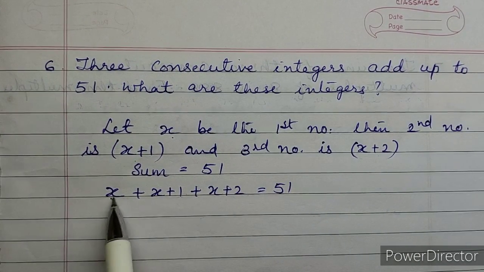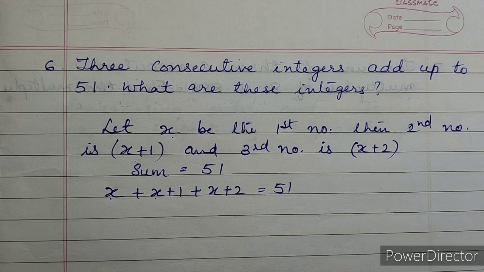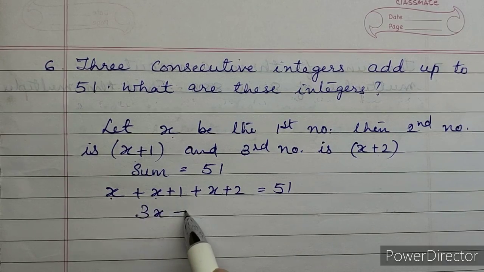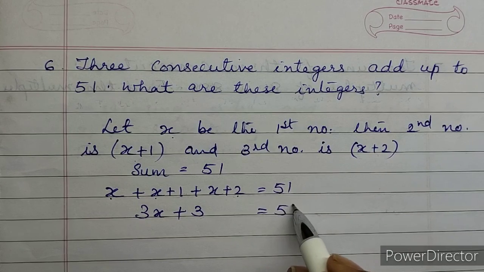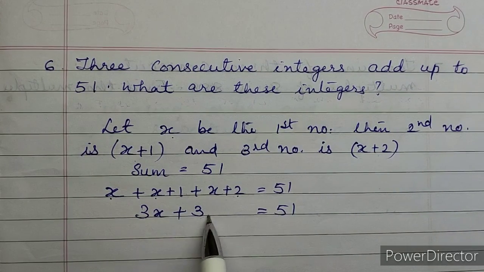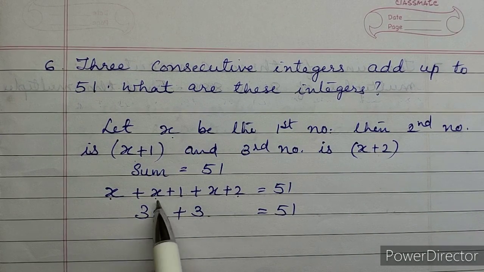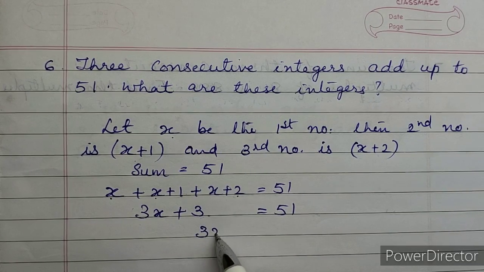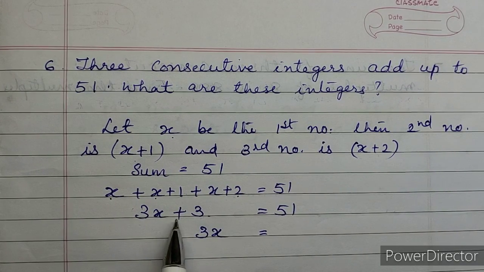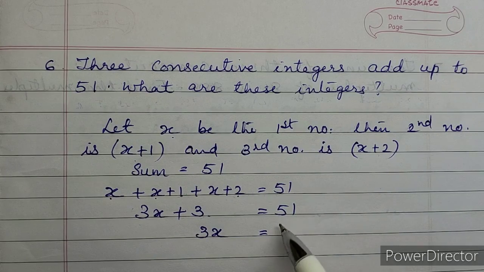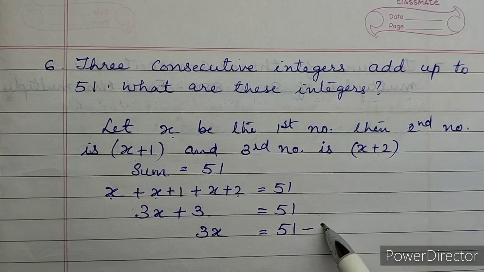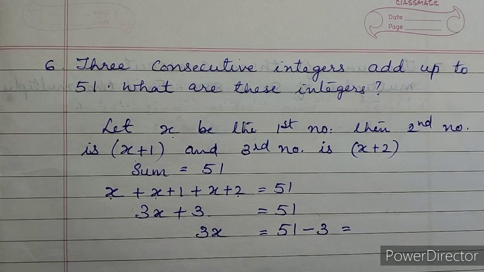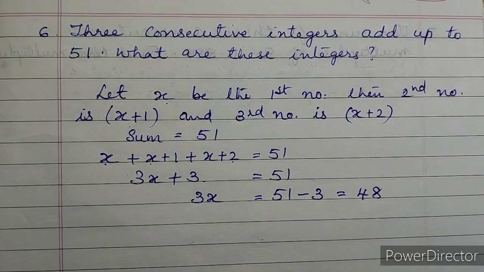Add these three. So x plus x plus x, how much? 3x plus 1 plus 2, it is 3, equals 51. So 3x plus 3 equals 51. So 3x you have to find, so keep the x term there and transpose the number part. 51 is already there, positive 3 will change to minus 3. How much is 51 minus 3? It is 48. So 3x is equal to 48.